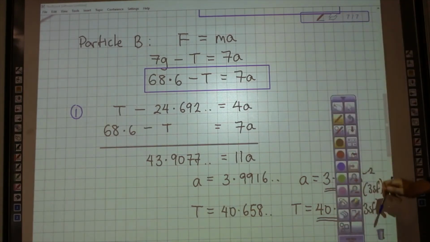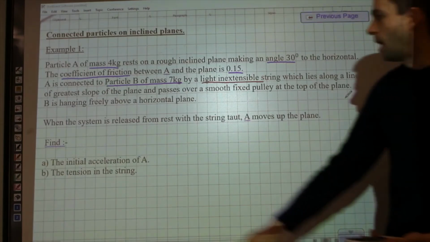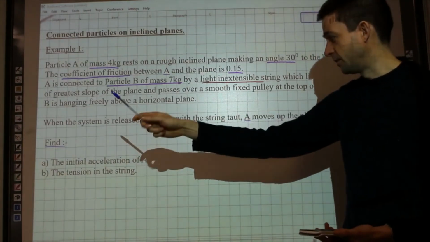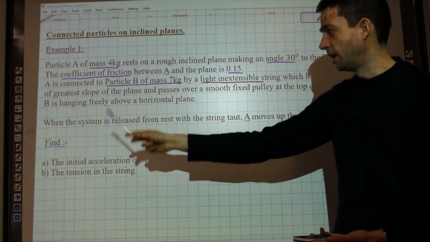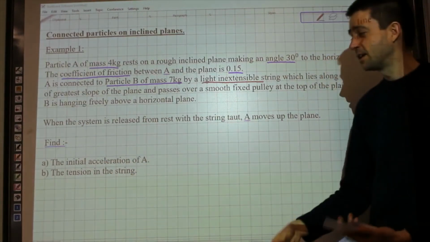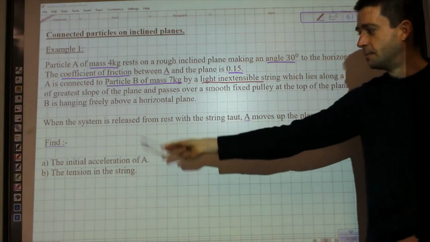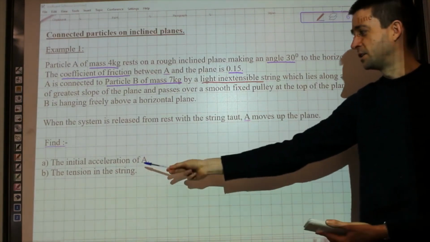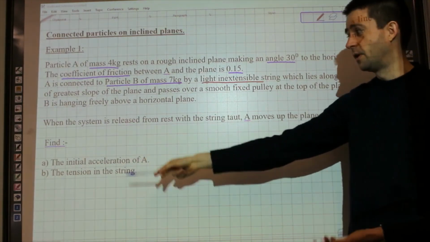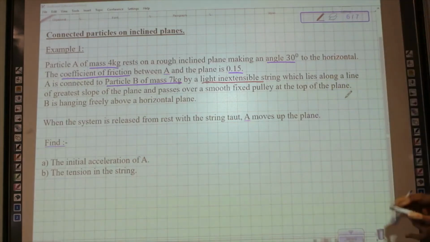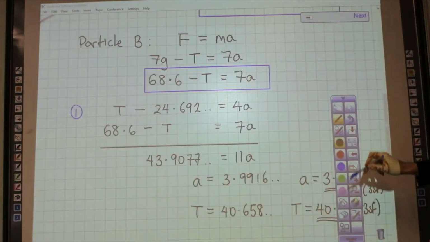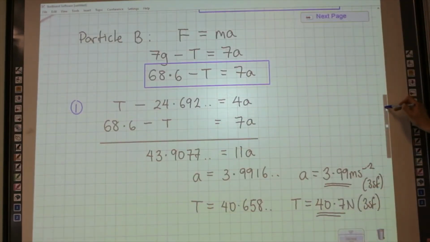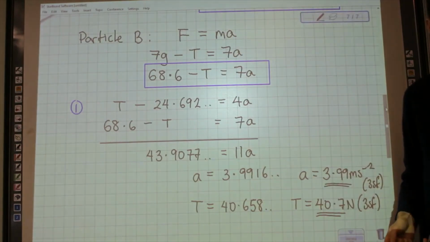So let's just go back, check that I've fully answered the question. Find the initial acceleration of A, yes, I've done that. Find the tension in the string, yes, I've done that. And I did it all together. The way that this is marked as a single question, and it doesn't actually matter which way round you find acceleration or tension. Because you're solving simultaneous equations, it doesn't matter which of the two variables you find first.